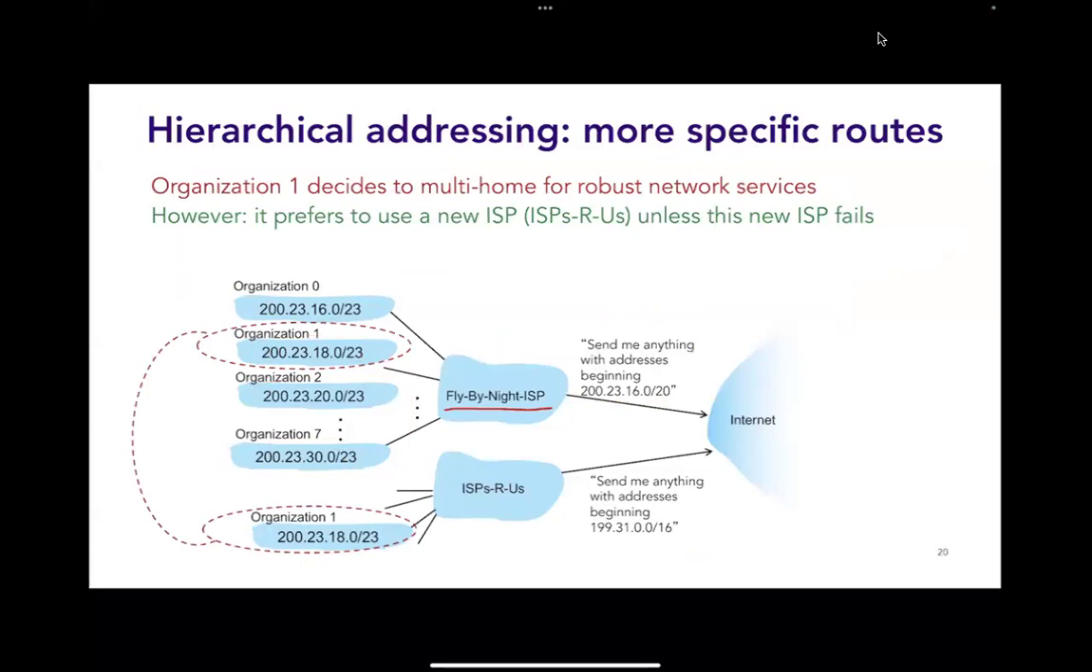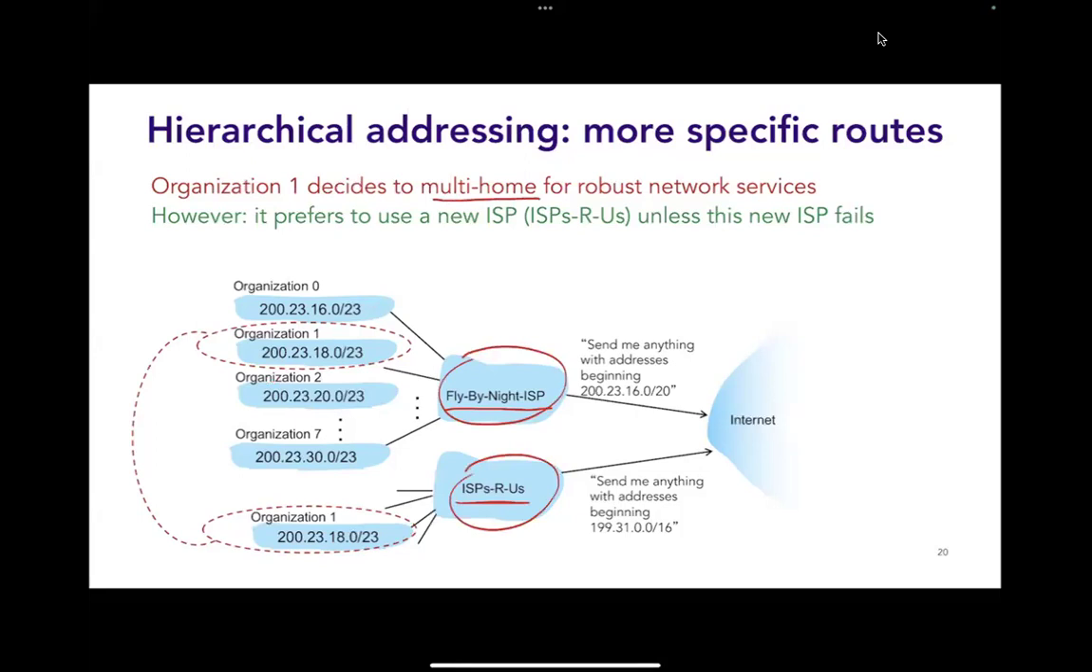So organization 1, which is running some mission critical tasks, may be in need of a service from a different ISP. Just like the university has services from multiple ISPs. If one fails, it fails over to the other one. Okay. So this organization wants multi-homing. So it gets service from these two different service providers.